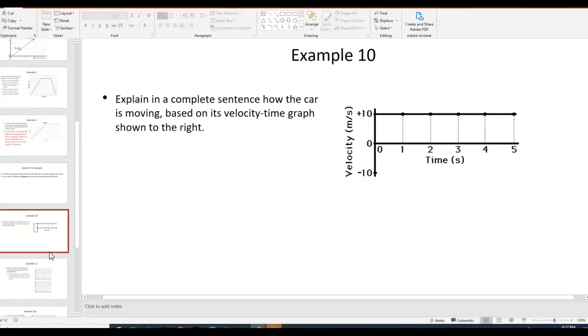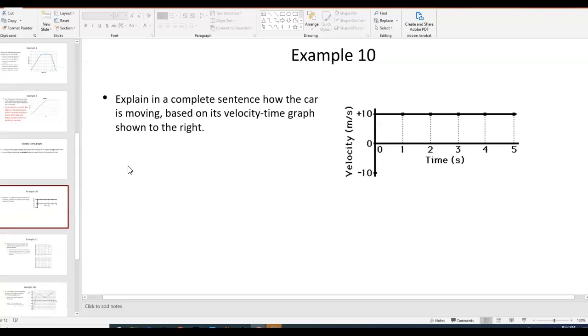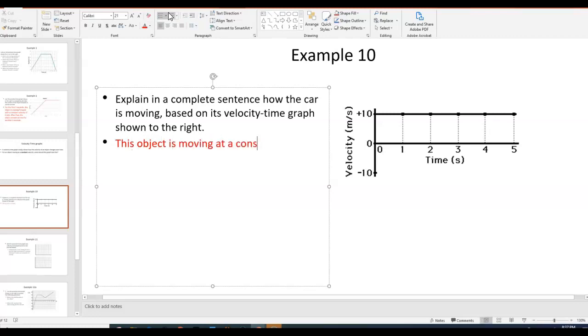Okay, so example 10. It says, explain in a complete sentence how the car is moving based on its velocity time graph shown to the right. Well, I would simply say that this object is moving at a constant velocity of 10 meters per second. Now, how do I know it's constant velocity? Well, because I look at the graph and I see the velocity is not changing. How do I know it's 10 meters per second? Because it's constant, and it says 10 right there. Okay, so there you go. That is example 10.